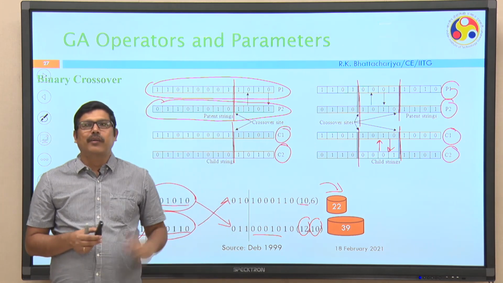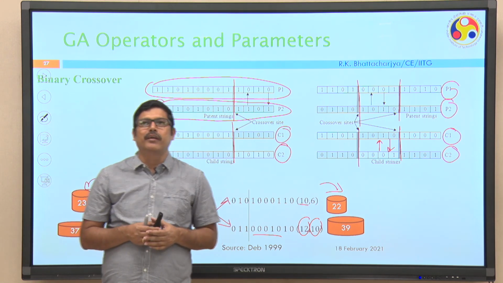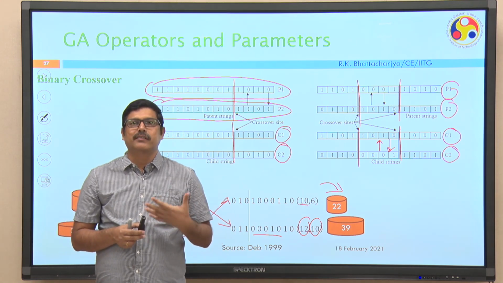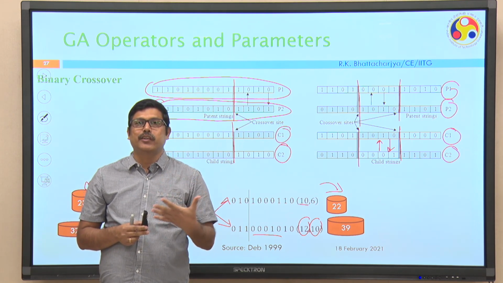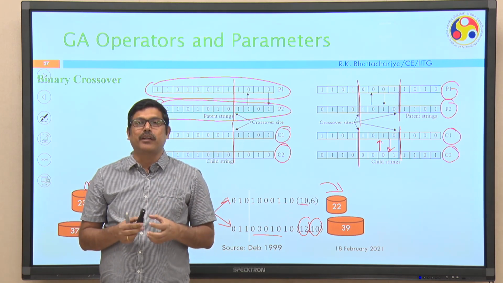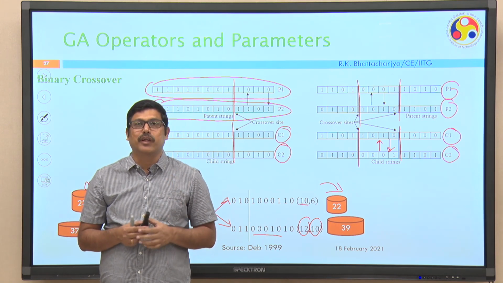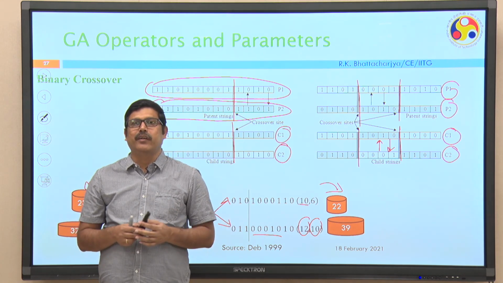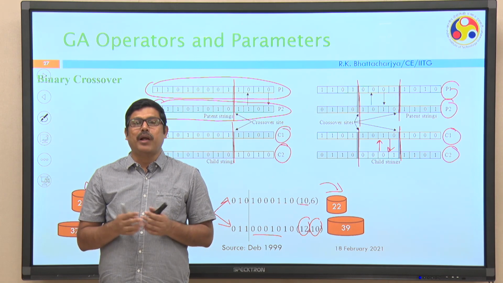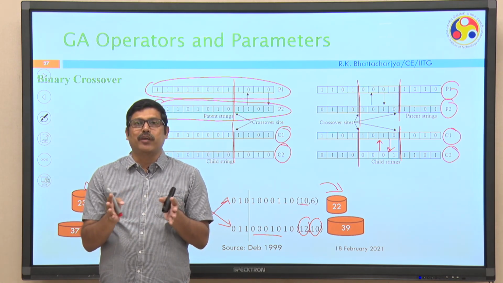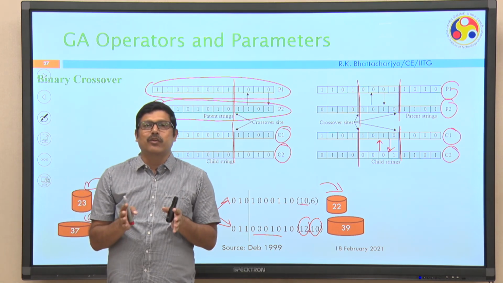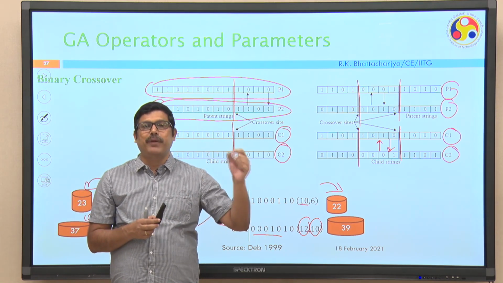Now, I would like to mention another point here. When we discuss the selection operator, I said that once you are increasing selection pressure, you are getting multiple copies of a particular solution. Now, I think you will appreciate that if you are getting multiple copies, the population may be saturated by a particular solution.